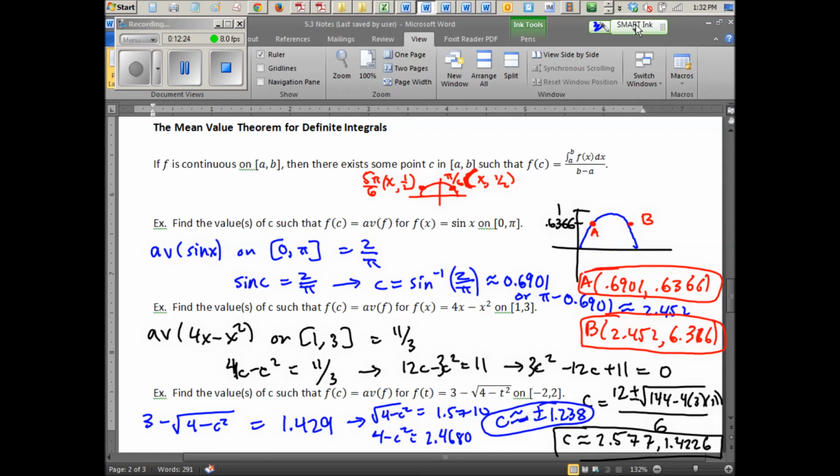And all of these have the same meaning. These are the x coordinates of the points that live on the average. If ever there was an average run-of-the-mill point on the curve, these are them. They are the average value, nothing above, nothing below. They're right on the average.